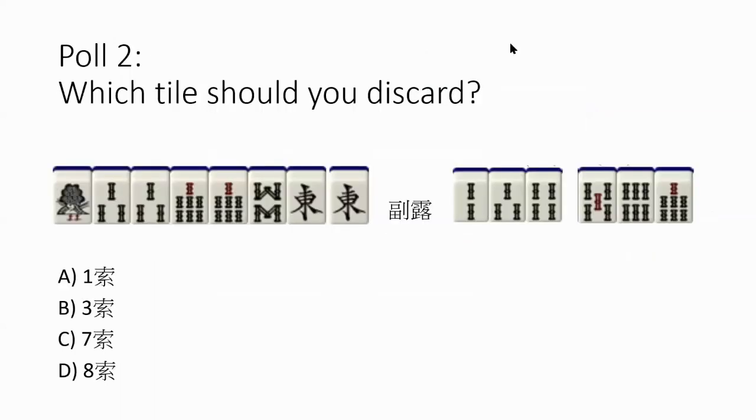So I have already taught quite a number of theories and examples behind the tile efficiency, and now it is the application time. We will now be having the second poll over here.